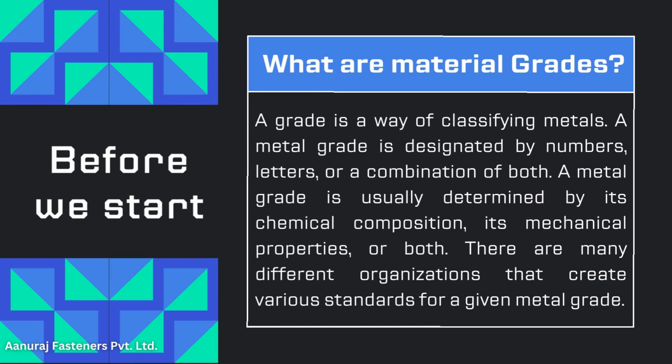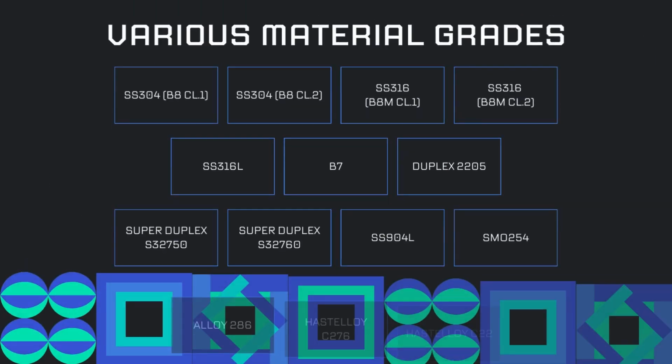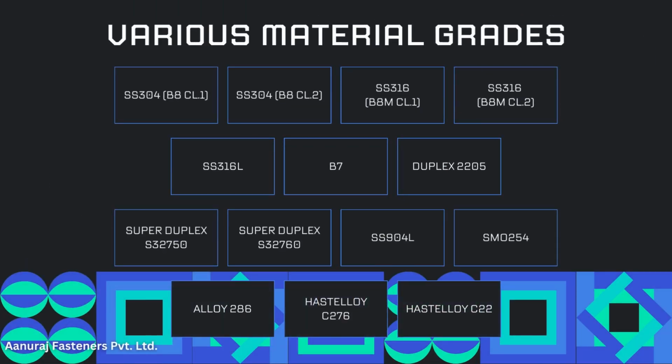There are many different organizations that create various standards for a given metal grade. Various material grades: SS304 B8 Class 1, SS304 B8 Class 2, SS316 B8M Class 1, Stainless Steel 316 B8M Class 2, Stainless Steel 316L, Duplex 2205, Super Duplex S32750, Super Duplex S32760, Stainless Steel 904L, Duplex SMO 254, Alloy 286, Hastelloy 276, and Hastelloy C22.